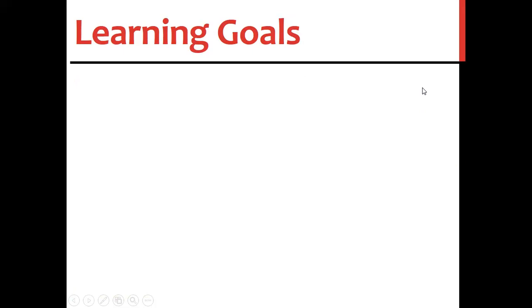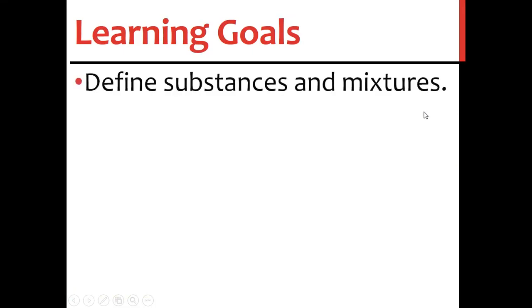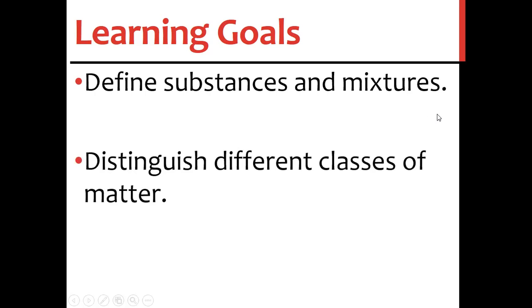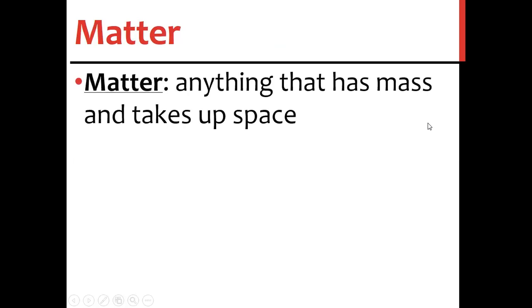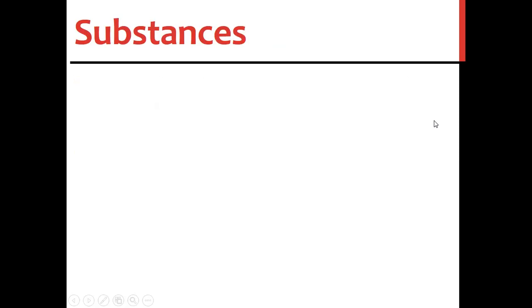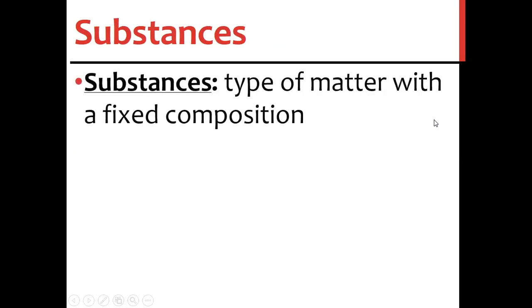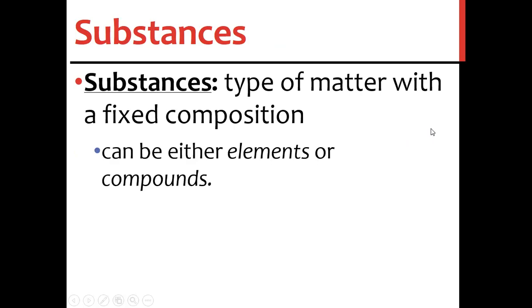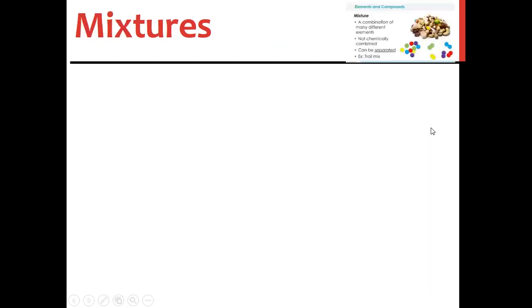Okay, let's see the learning goals. Define substances and mixtures. Distinguish between the different classes of matter. Matter is anything that has mass and takes up space. All matter can be divided into substances and mixtures. Substances, the type of matter with a fixed composition, can be either elements or compounds.